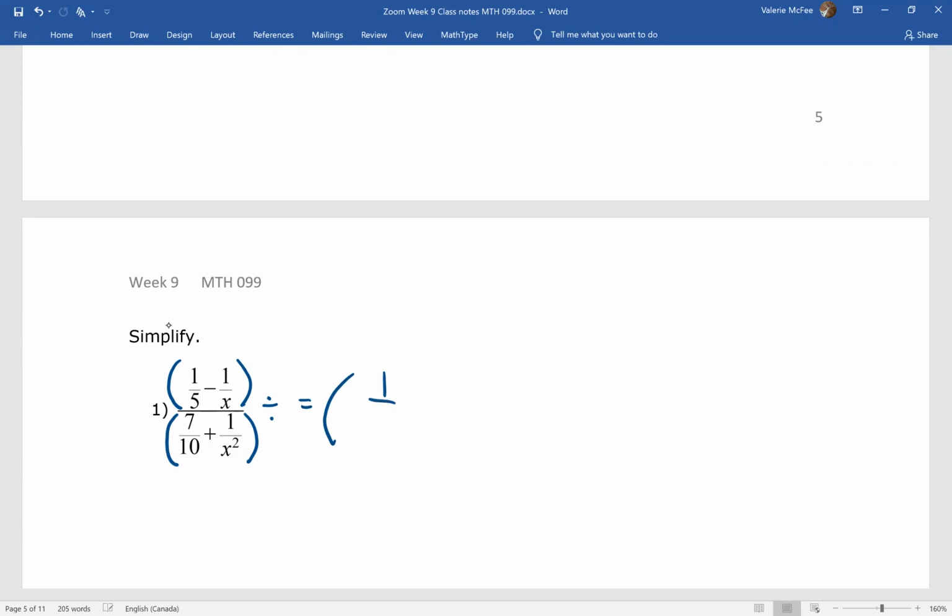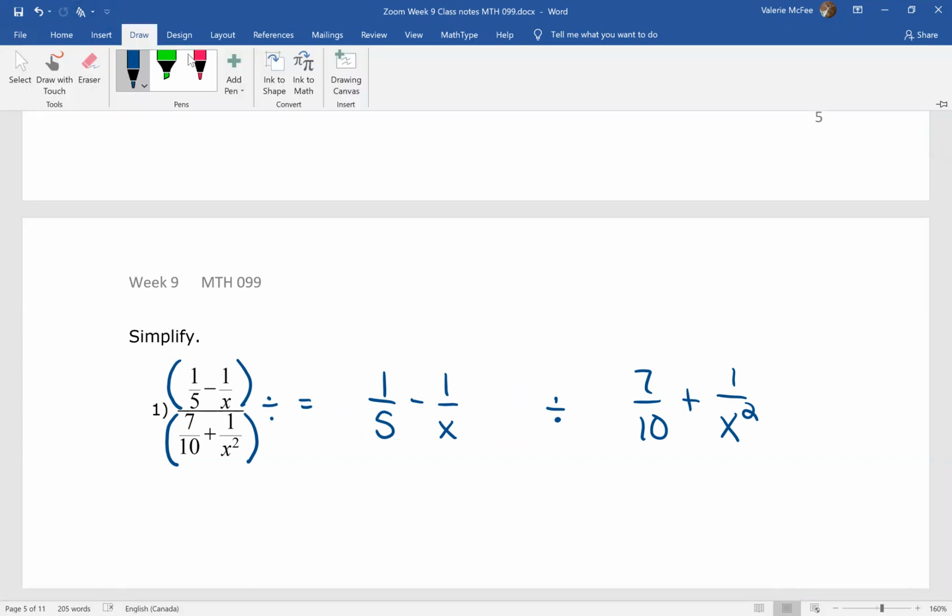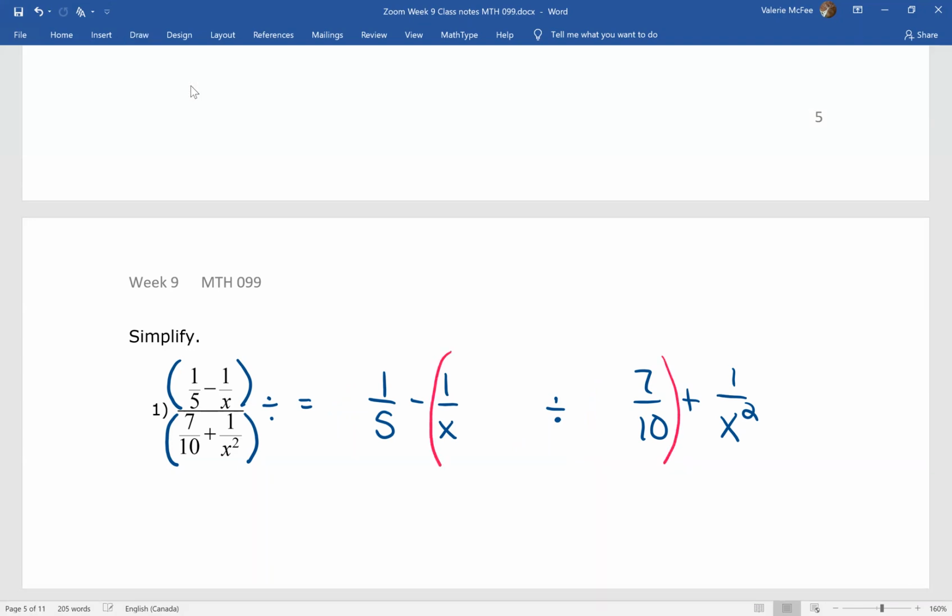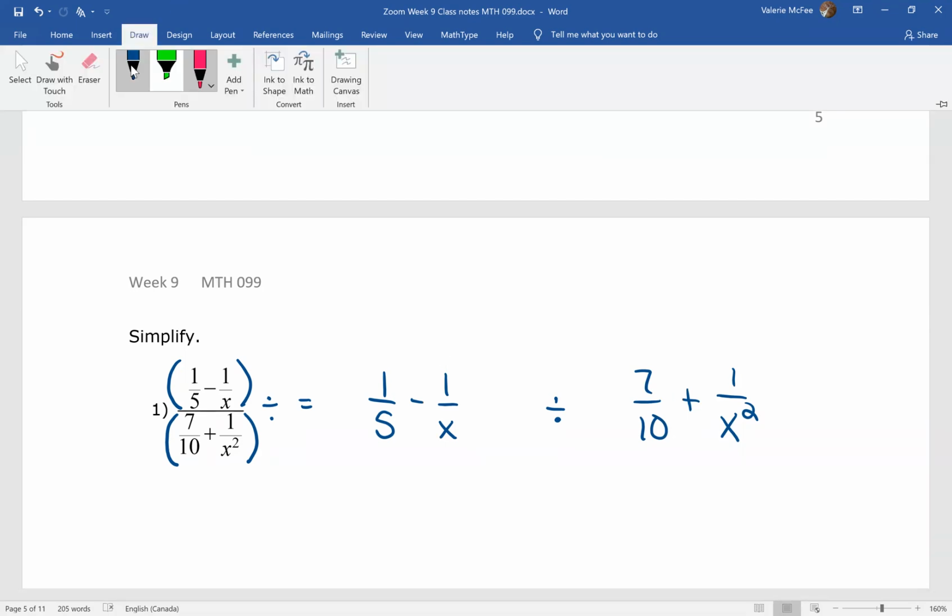So we have the numerator divided by the denominator. And notice that I've left some space in the brackets. Now these brackets are important. If we didn't have these here, then order of operations tells us this would be a very different question. What we would have is the division first, and then the addition and subtraction. So we want to be careful and make sure that we keep the brackets for the numerator and the denominator.